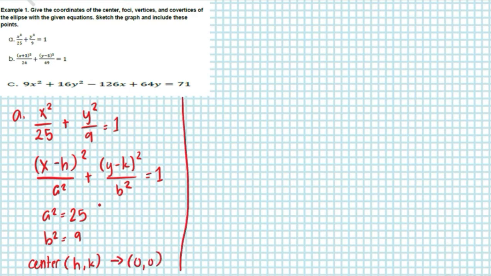Next, for our foci, yung foci, kukunin natin from this equation. C squared is equal to a squared minus b squared. Lagi dapat yung isusubtract yung mas maliit na value. So, ang mas maliit na value natin is 9. So, a squared is 25 minus 9. C squared is 25 minus 9. Therefore, c squared is equal to 16. So, squaring both sides, we get c is equal to 4.